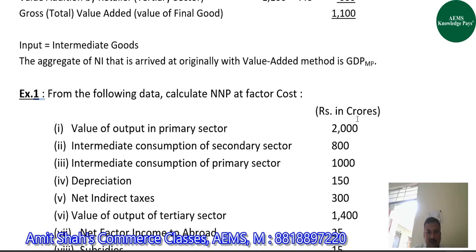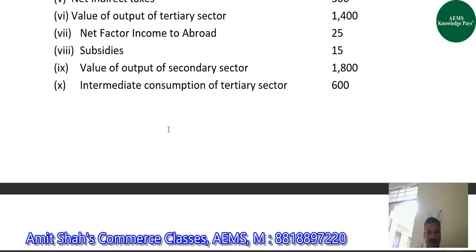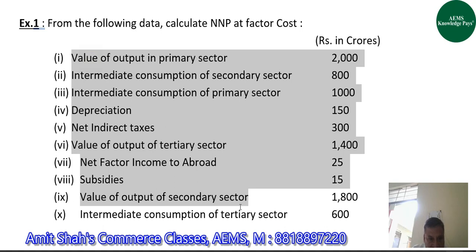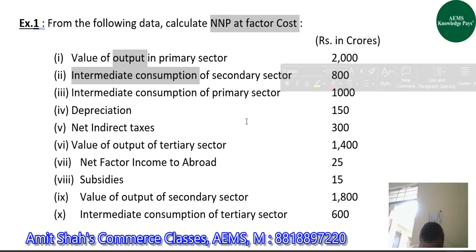So, guys, we have to calculate NNP at factor cost in this question. We know that the data given to us here is of the value added method. So we have to apply the value added method here. And you know that in the value added method, the aggregate that we originally get by subtracting input from output, that is by subtracting intermediate consumption from output, is GDP at MP. However, here we want NNP at FC. So you also know the conversion, how to convert GDP at MP into NNP at FC, right?